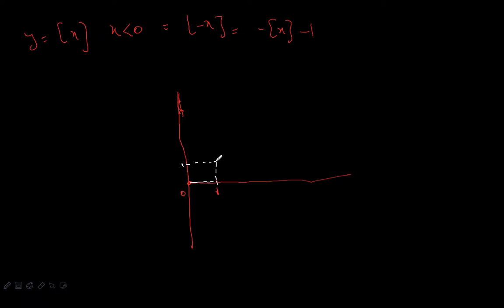Now after that, for x from 1 to 2, it will go like this. For exactly x equal to 2, the value of this function will become 2. So we need to keep an open bracket and a dot, because for x equal to 2, y equal to 2.